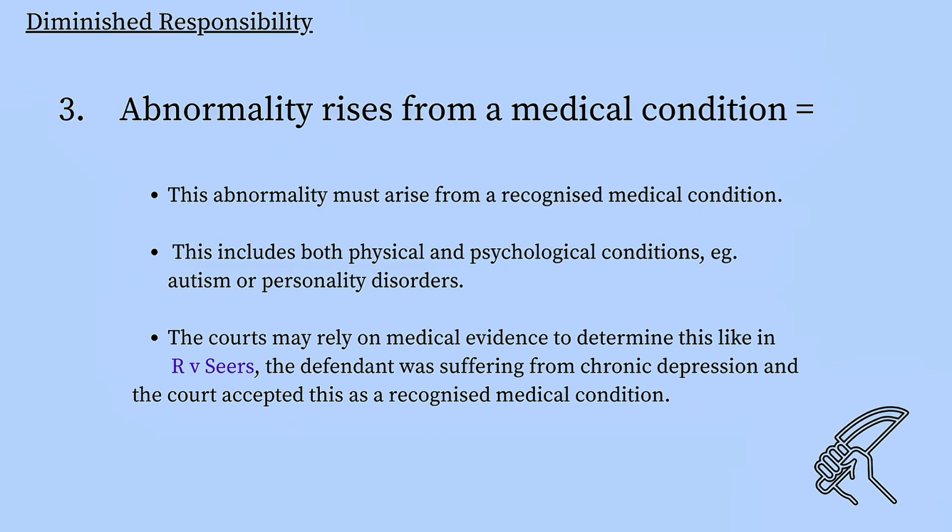So, this abnormality has to arise from a medical condition. This includes both physical and psychological conditions, for example, autism or personality disorders. There's much more that count, and you can have a look yourself. But normally we would be able to tell from a scenario what counts and what doesn't, because a physical or psychological condition, if it's identified in the scenario, we will know straight away if it falls under this category. So the courts may rely on medical evidence to determine this, and this was seen in R v Sears. The defendant was suffering from chronic depression, and the courts accepted this and recognised it as a medical condition.